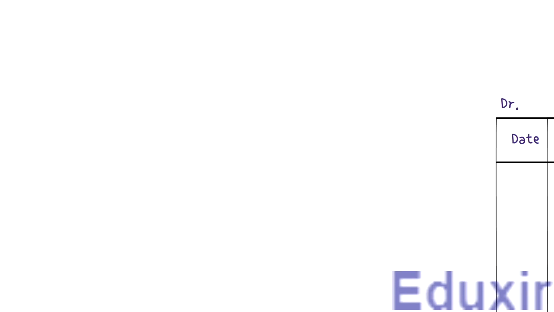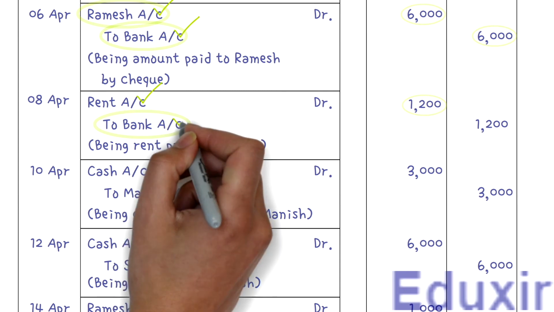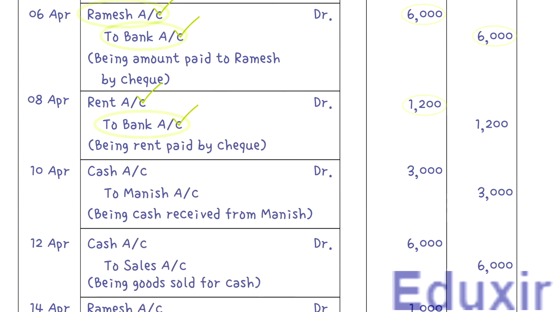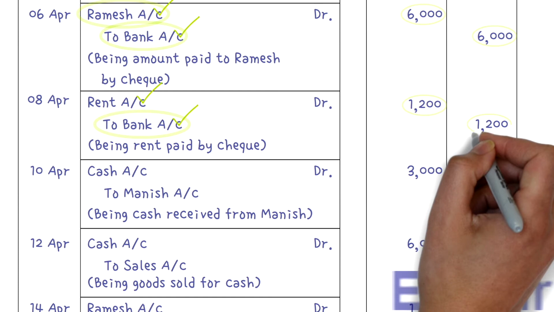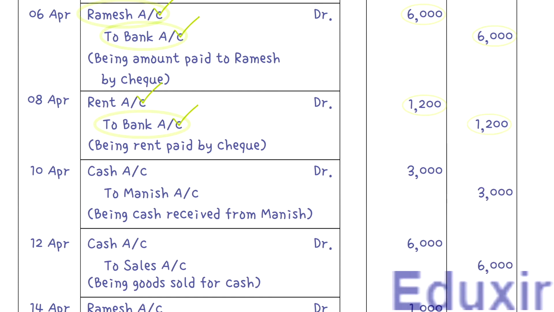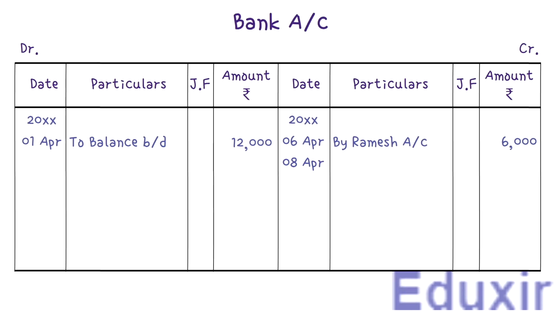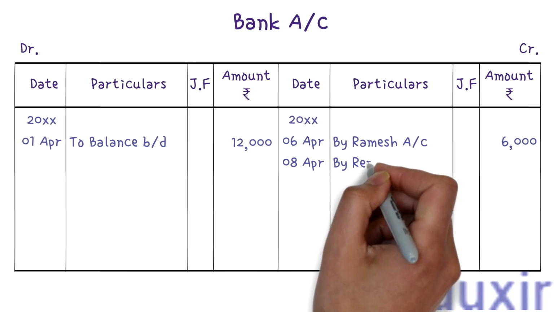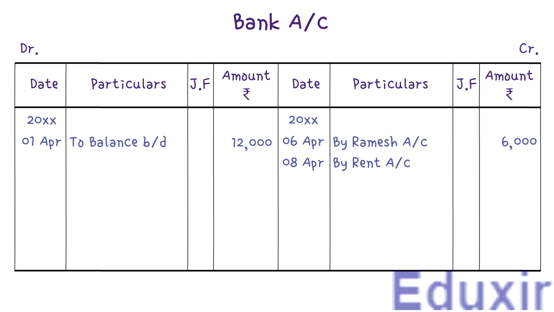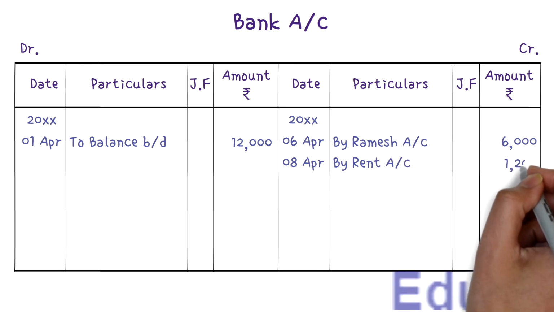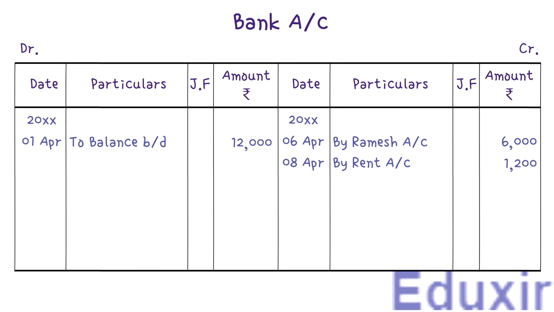Let's now take up the next entry. As the name suggests, it needs to be posted on the credit side of bank account and the credit amount is 1200 rupees. Note that the details that need to be posted into the particulars column is rent account. As we already have bank account, let's now post this entry into that account. Let's first write the date. Let's then write by rent account into the particulars column. Let's then write the credit amount of 1200 rupees in the amount column. With that, we have completed the posting of this journal entry into bank account.